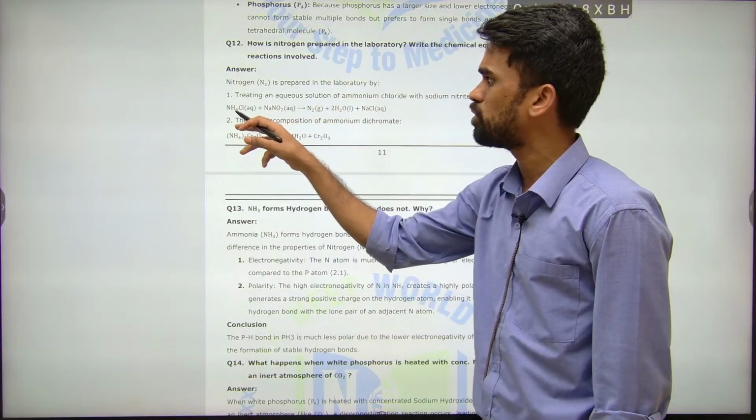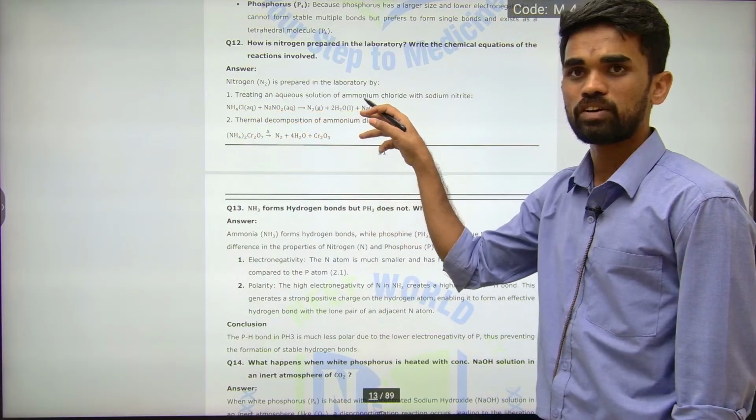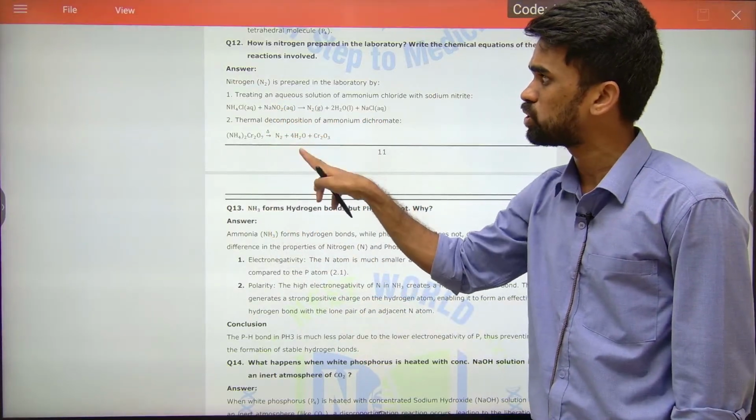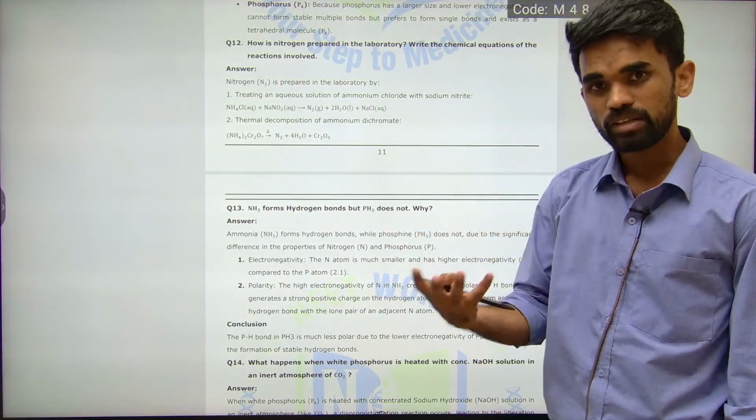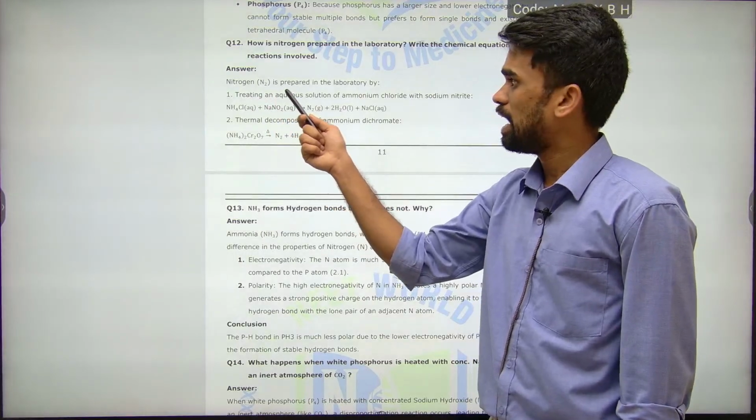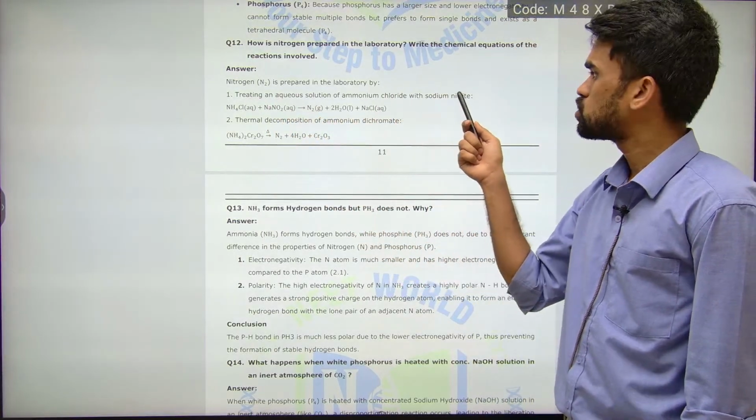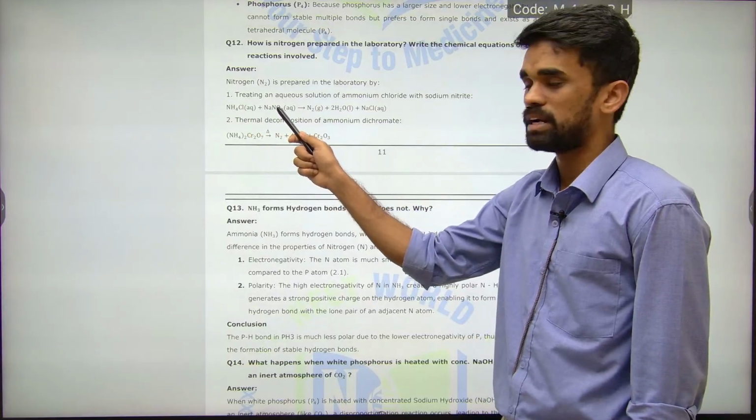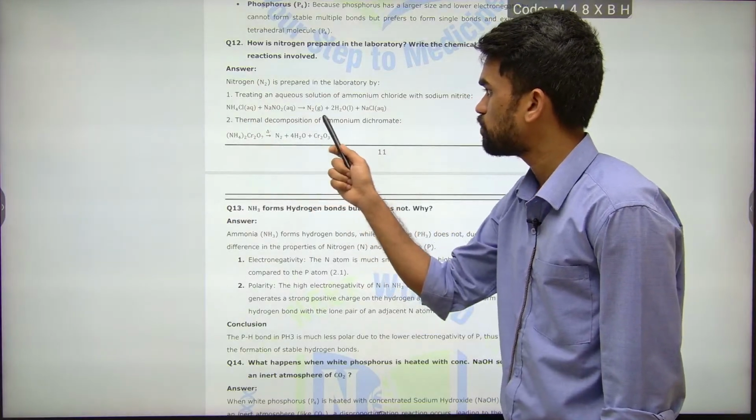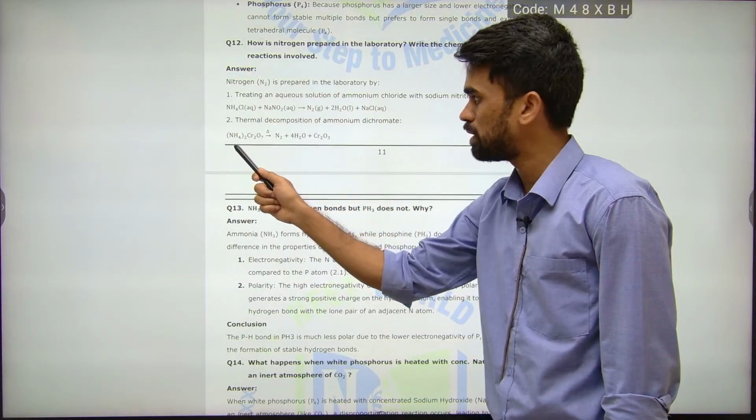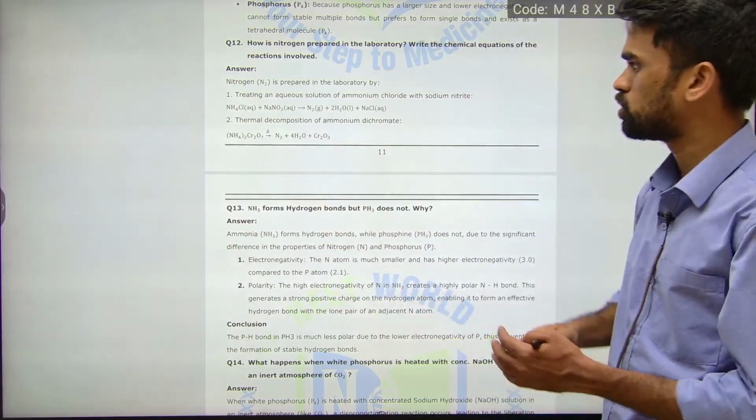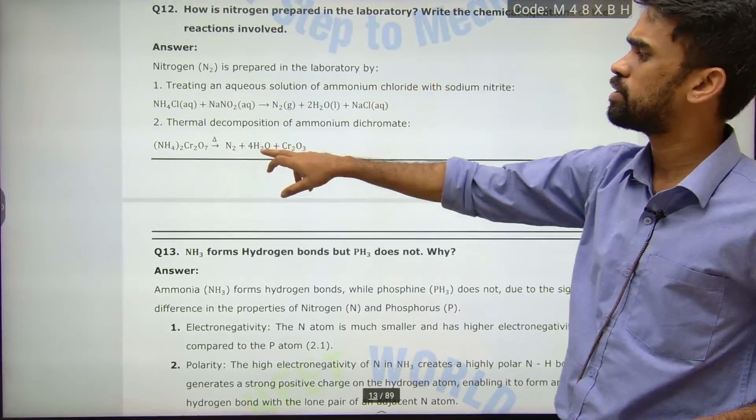So the first one is ammonium chloride. See, treating an aqueous solution of ammonium chloride with sodium nitrite. Again, these reactions, whatever I have mentioned here, 2 reactions, are also asked in JEE NEET exams. Just remember them. Ammonium chloride and sodium nitrite will give N2 gas, and H2O and NaCl are formed. Now thermal decomposition of ammonium dichromate. See, ammonium dichromate is heated. What is happening? N2 gas is released and H2O is produced. Okay, so N2 plus H2O is produced here.